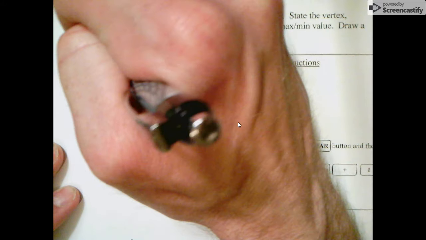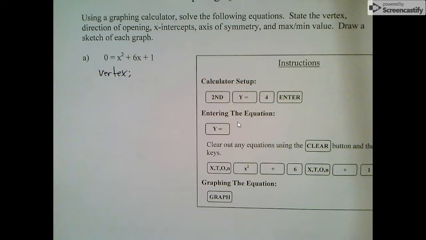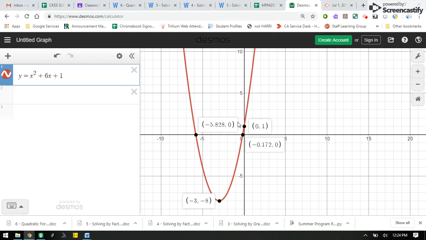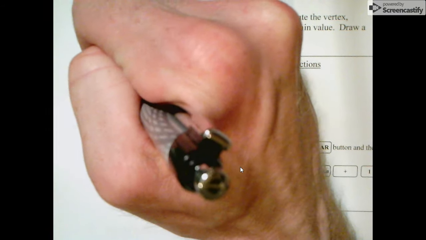So the vertex is at, let's pull up Desmos again. That's the point right down here, -3, -8. So the vertex is -3, -8. The direction of opening, well, it opens up.